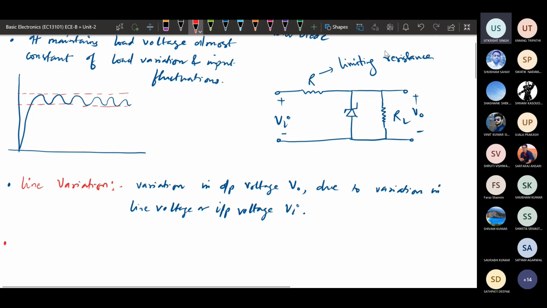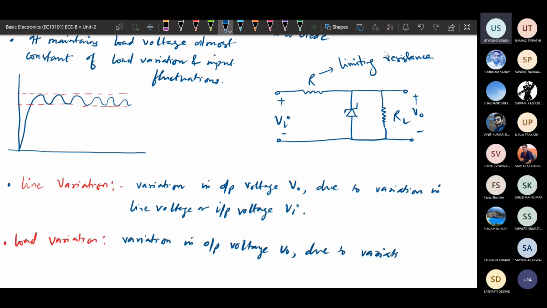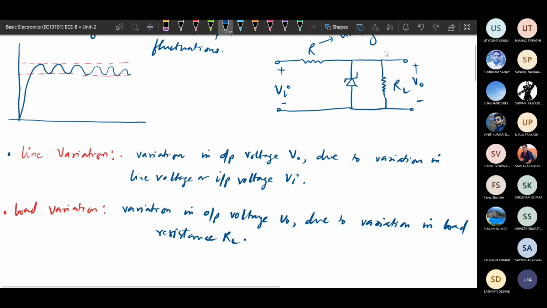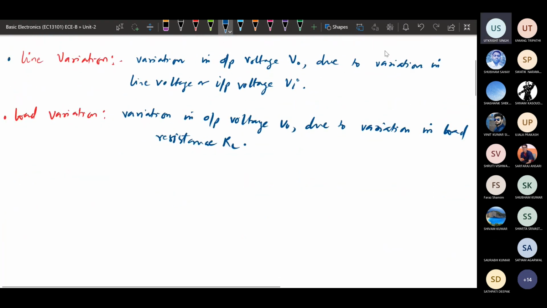Next one is load variation analysis, or we can call it load variation. Load variation will be because of the variation in the load resistance. So that means it is the variation in output voltage, that is V output, due to variation in load resistance, that is RL. These two terms can be asked in objective type questions sometimes.